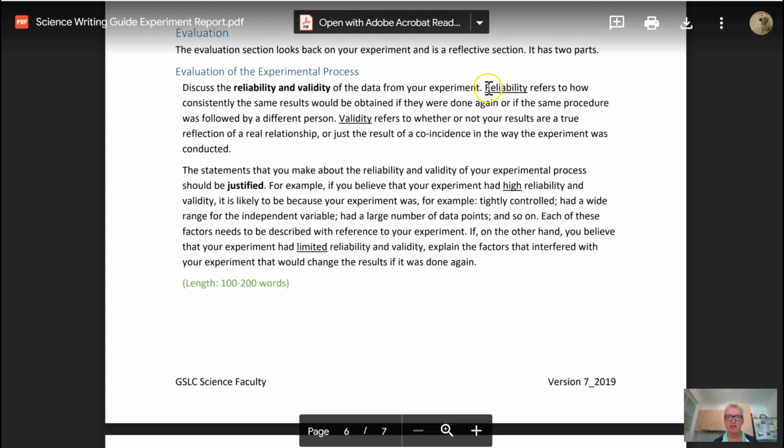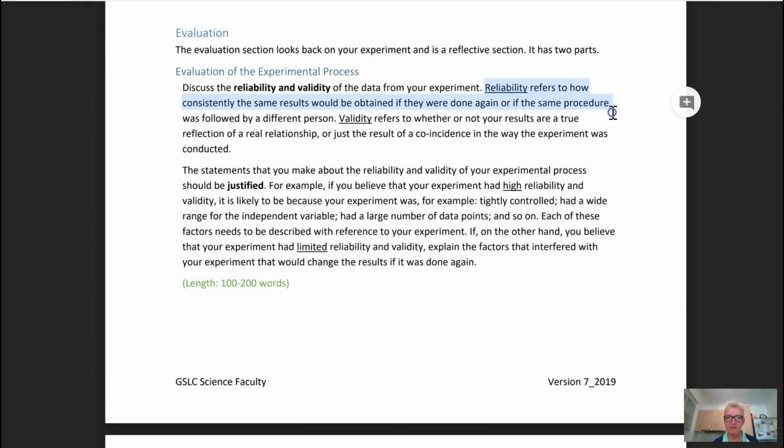all right, we're talking about the reliability. Reliability refers to how consistently the same results would be obtained if you did it again with the same procedure followed by a different person. So what was about your procedure that made it good or not so good? Explain. So was it reasonable to do 2 belt transects in both areas? How did you do the belt transects? What sort of errors in the procedure would have been made? Could you identify all the plants?